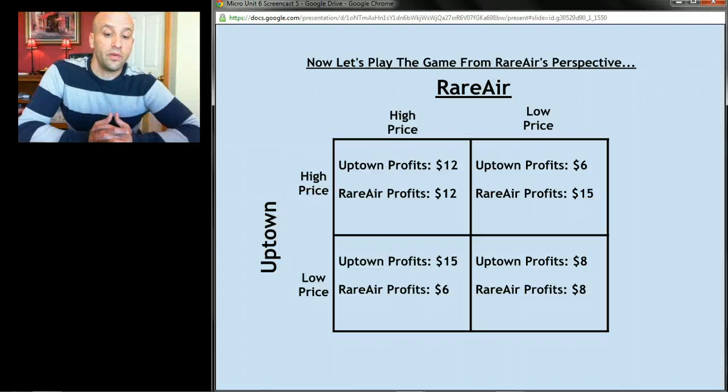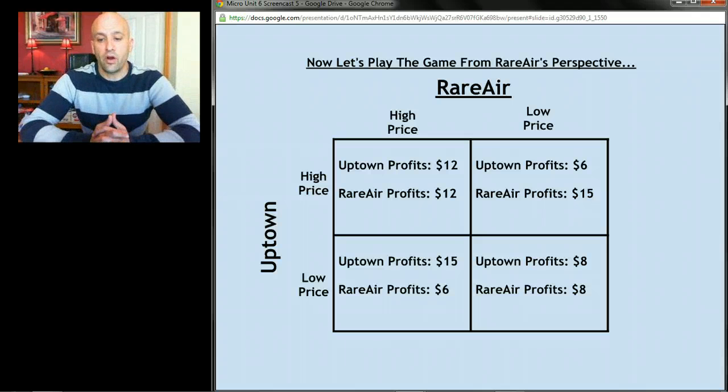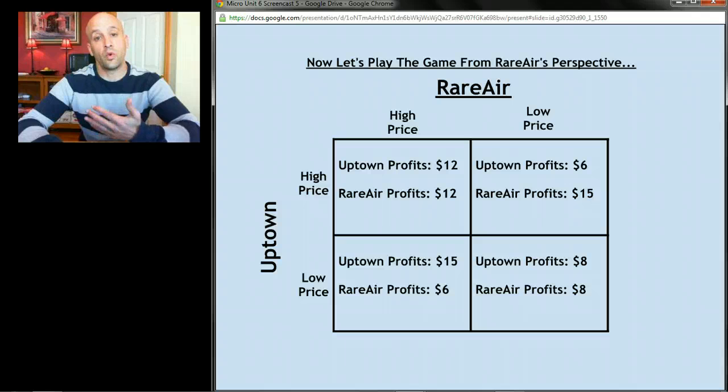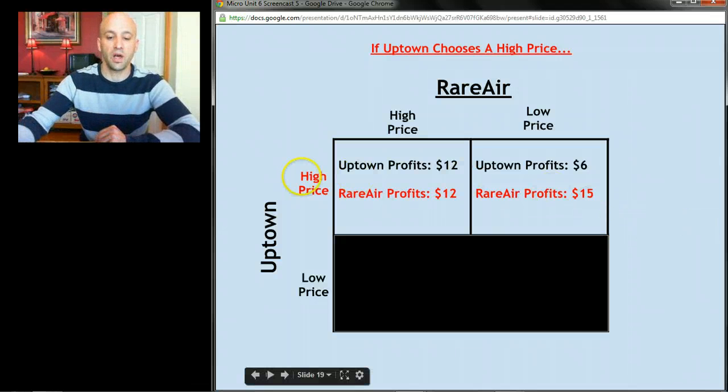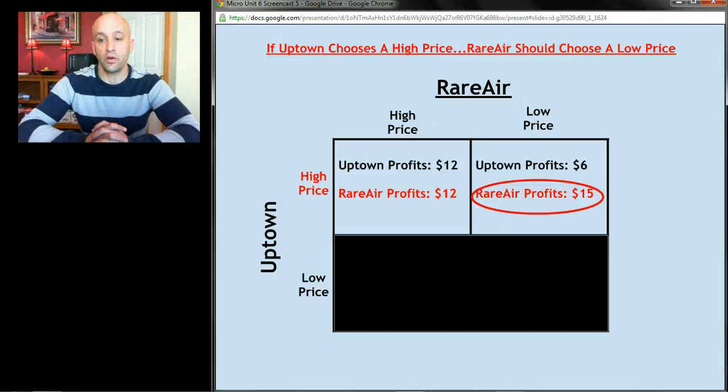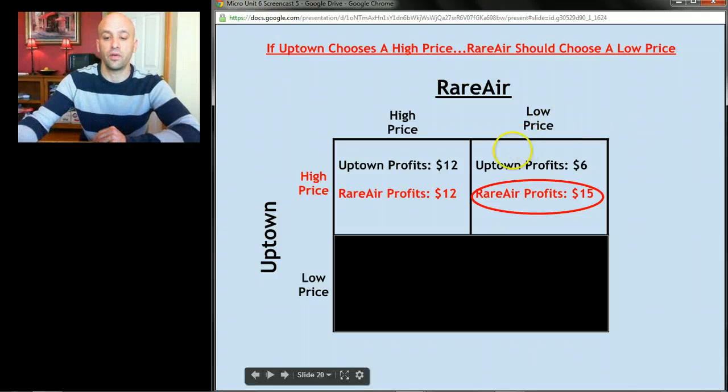Alright, now that we played the game from Uptown's perspective, let's play it from Rare Air's perspective. Okay, so we're Rare Air now. Let's say that Uptown picks a high price. So I've blocked out that part of the matrix that's not applicable. If Uptown picks a high price, we're going to be in one of these two boxes. If Uptown chooses a high price, Rare Air should go for a low price. If it goes for a high price, it'll make $12. If it goes for a low price, it'll make $15. That's better.